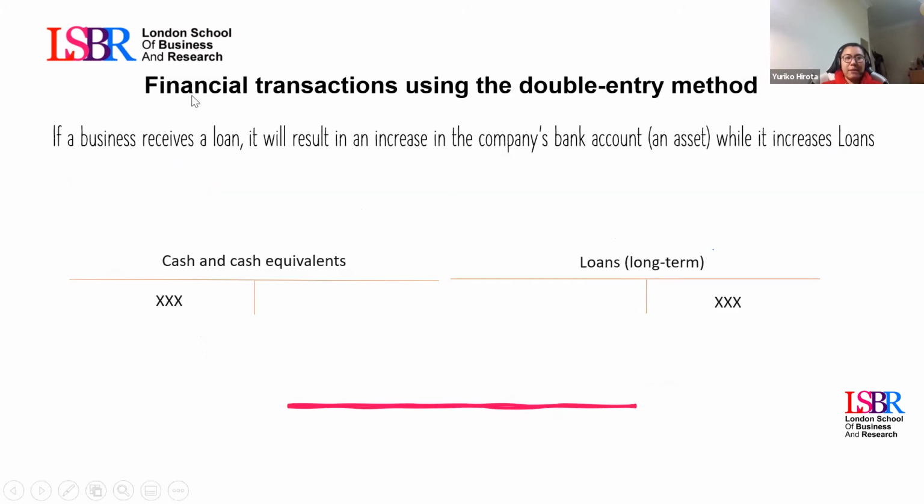Here is the first example. If a business receives a loan, it will result in an increase in the company's bank account, an asset, while it increases loans. Imagine that we receive a loan, that the bank says, okay, company, I'm going to give you a loan. So it will increase cash and cash equivalents because we are going to receive the money from the bank. But on the other side, we need to affect the long-term loans.